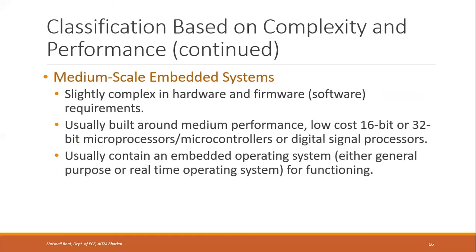Next, we have the medium scale embedded system. Here it is slightly complex in hardware and firmware or software requirements, complex compared to small scale. It is normally built around a medium performance, low cost 16-bit or 32-bit microprocessor or microcontroller, or maybe digital signal processors. They usually contain an embedded operating system for functioning. It may be a general purpose operating system or a real-time operating system.